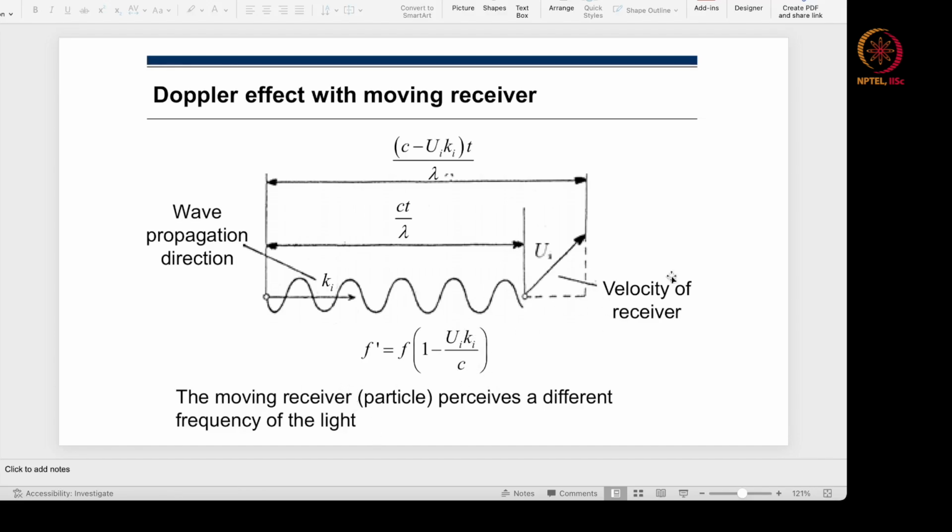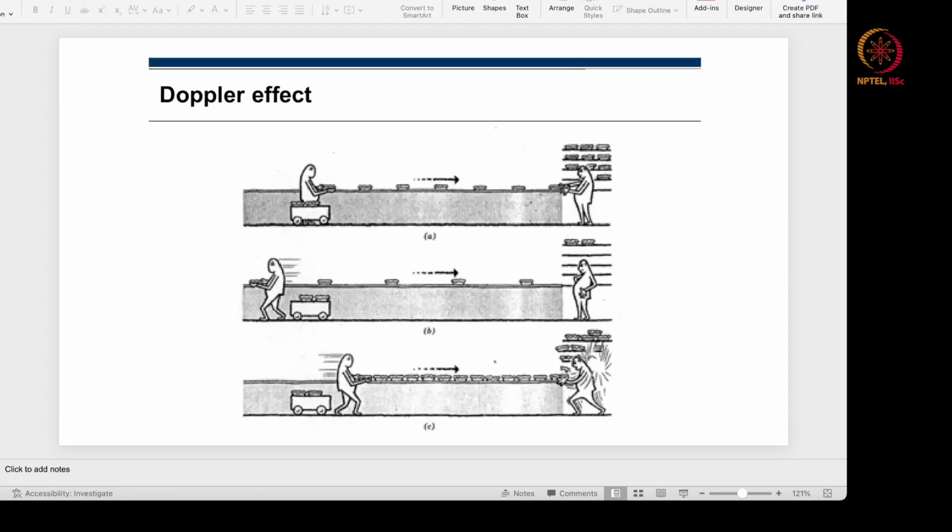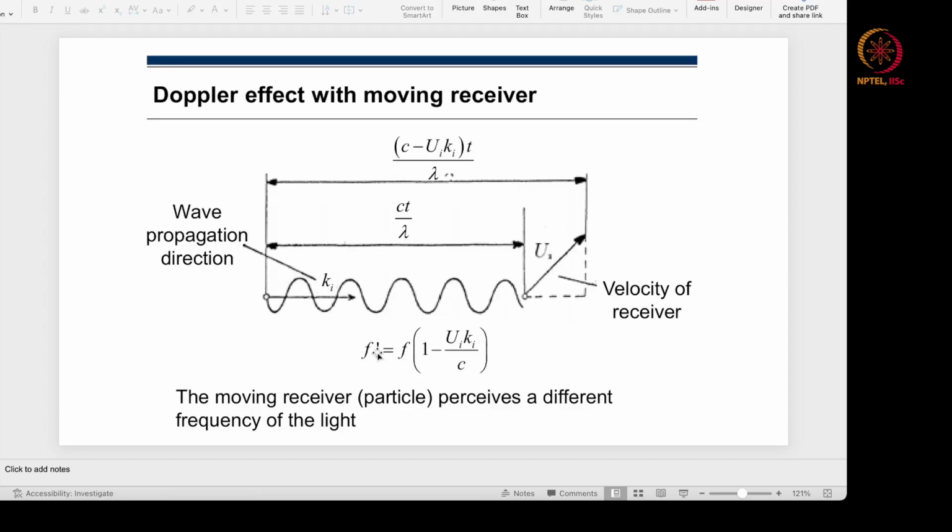So the moving receiver receives a different frequency, which is f prime. For him, the frequency has changed in the same way as the other case. It has become something like an f prime. And in this case, as you can see, the frequency is reduced. So this is a moving receiver.